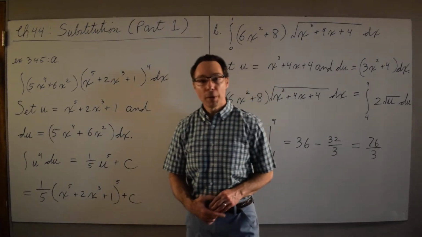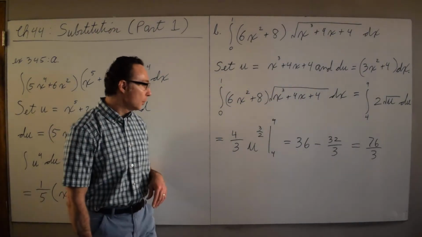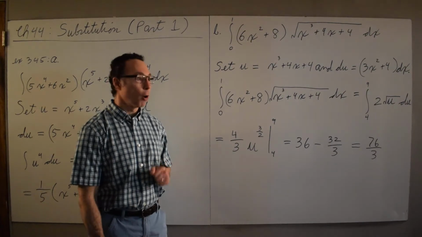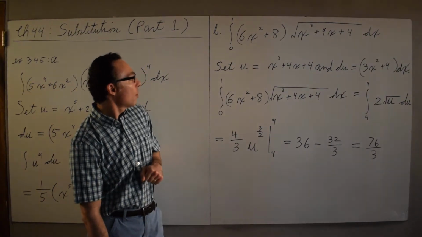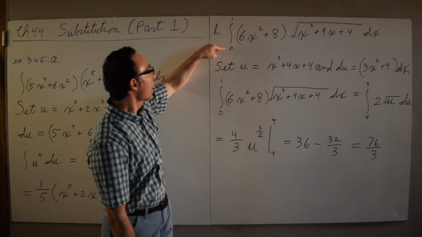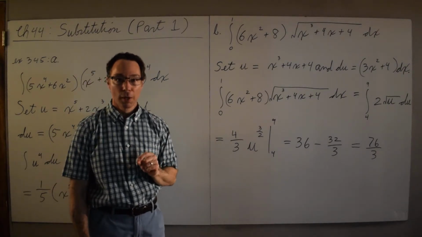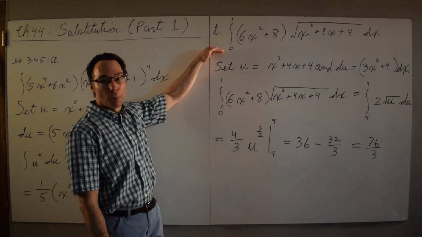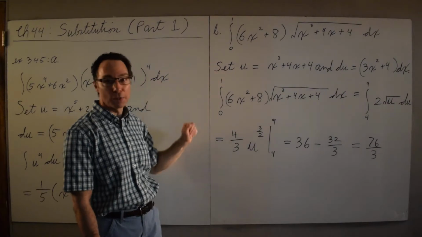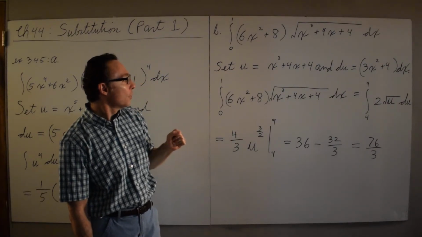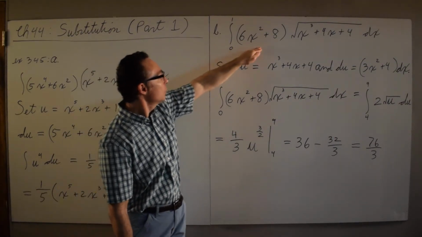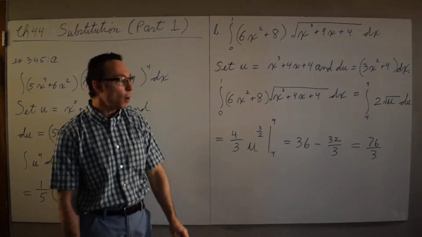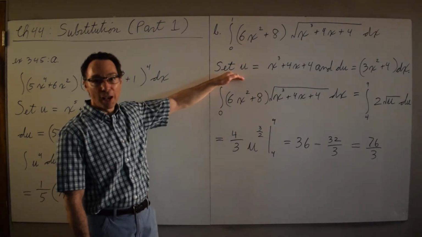Now if we look at part B, there are two differences between part A and part B. Difference one is it's a definite integral now instead of an indefinite integral. That means our answer is going to be a number and not a function, or a class of functions. The other difference is the substitution is nice, but it isn't quite as nice as it is in part A.